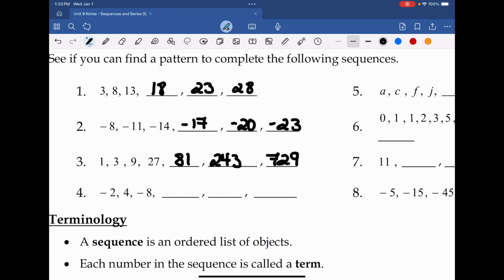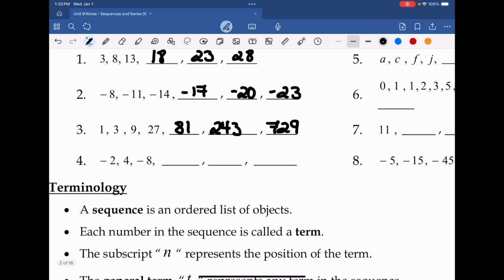All right. Now going down to number four, we go from -2 to 4, 4 to -8. It looks like we're just multiplying them all by -2. So if I take -8 and multiply it by -2, it gets me to 16. I take 16 and multiply it by -2, which gives me -32. And then if I take this -32 and multiply it by -2, I get 64. And we should see that pattern of negative, positive, negative, positive. It's just constantly alternating between the two, because when I multiply by -2, it gets me to that next term, and so on and so on.